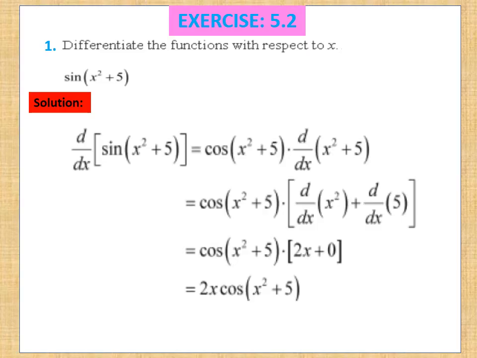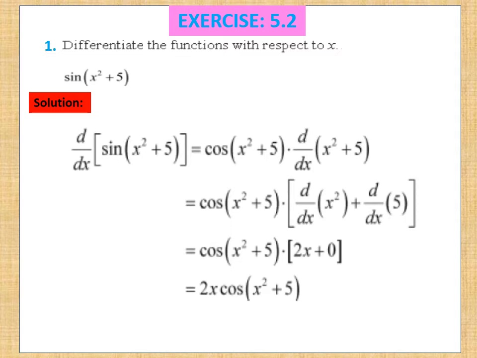So let's start with exercise 5.2. Question 1 is: differentiate the function with respect to x, and the function is sin(x² + 5). So you can see that there are two functions. One is sine and the second one is x² + 5. So we can simply apply the chain rule and find the differentiation.